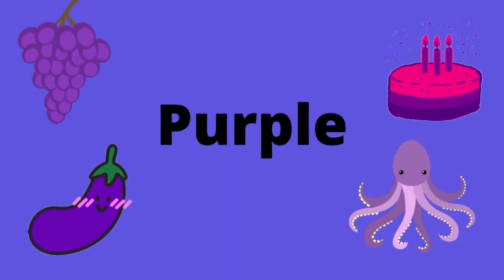Now, let's find out about the color of the day for today. Our color of the day today is the color purple. Yes, and purple is a beautiful color, right? Now, our number of the day today is the number 1. 1 is our number of the day. Very good. Take a look at the letter of the day.